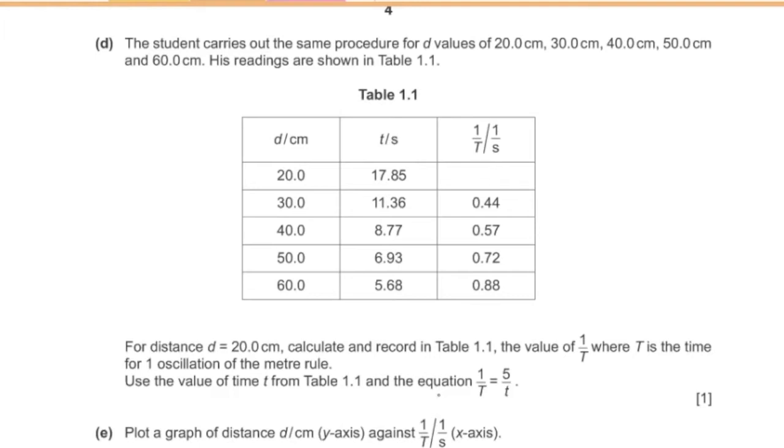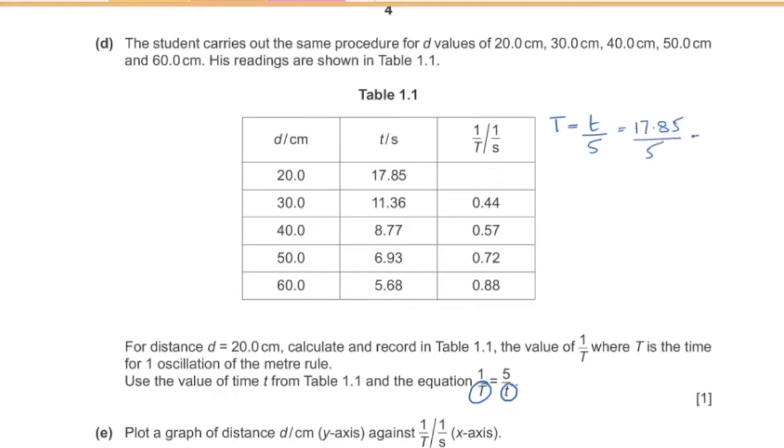Use the value of time t from table 1.1 and the equation 1 by T is equal to 5 by t. Here capital T is the time period, meaning time taken for 1 complete oscillation, and small t is the time taken for 5 complete oscillations. So for the distance d, 20 centimeters, they're asking you to find the value for 1 by T. First of all, you need to find the value of capital T, which is equal to small t by 5, since this is the time for 1 complete oscillation and this is the time for 5 complete oscillations. So small t in this case, where d is equal to 20 centimeters, is 17.85 divided by 5.